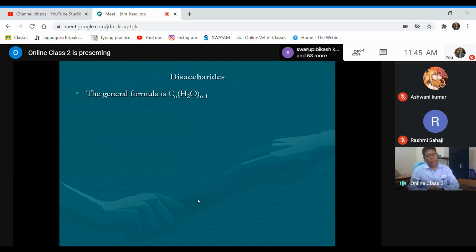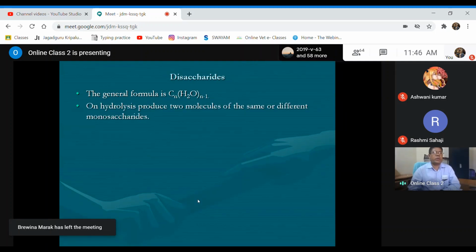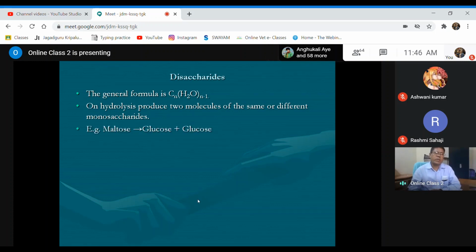The general formula for this is CnH2On-1. This is the general formula for the disaccharides. On hydrolysis, they will produce two molecules of the same or different monosaccharide units. Since it's a disaccharide, they are made up of two monosaccharide units. So on hydrolysis with acid, they will produce two monosaccharide units.